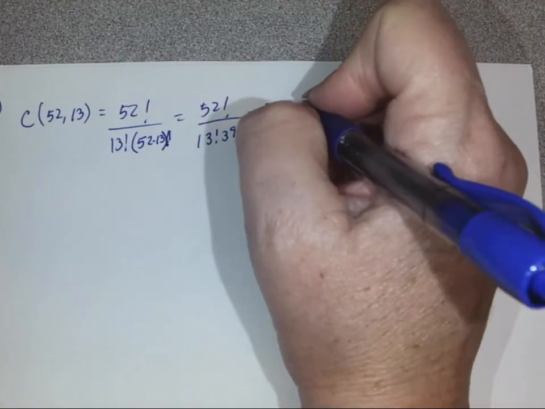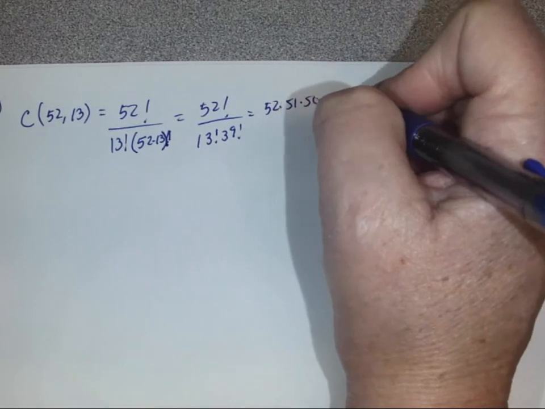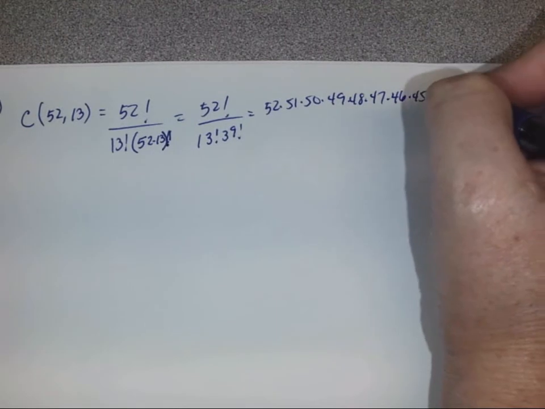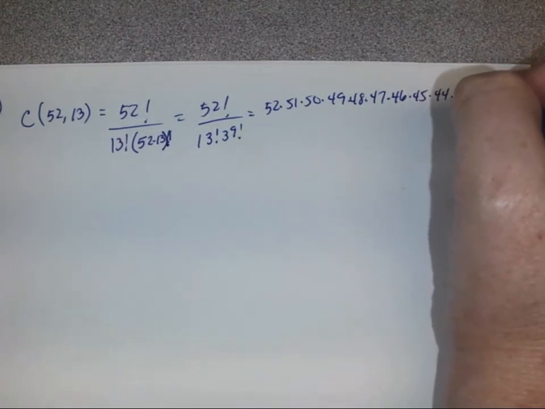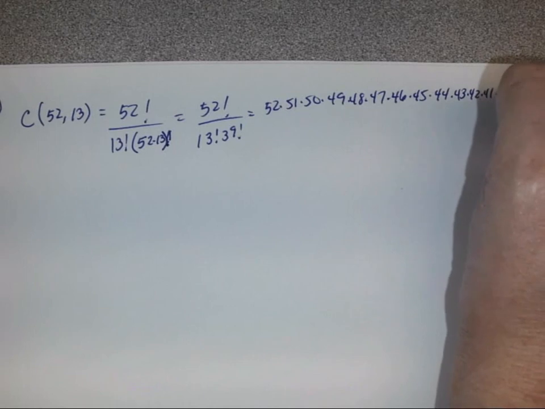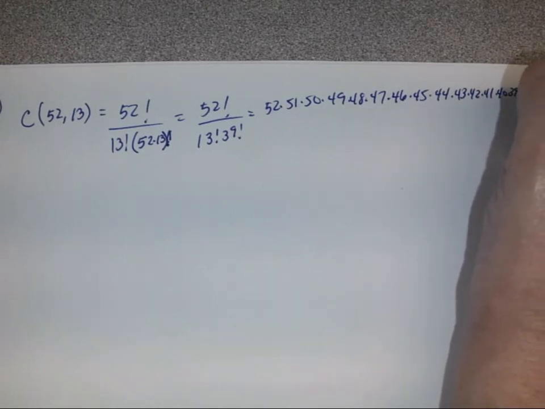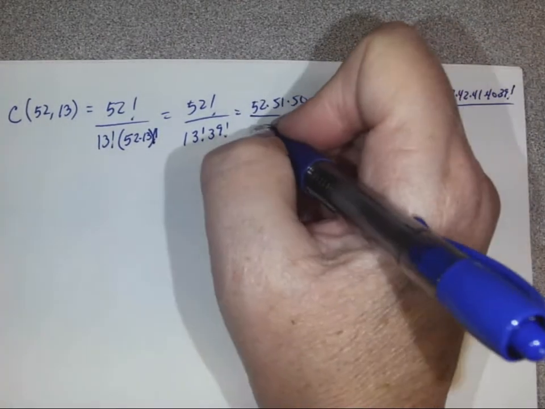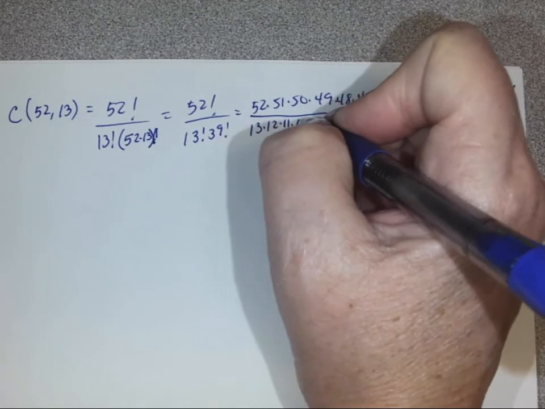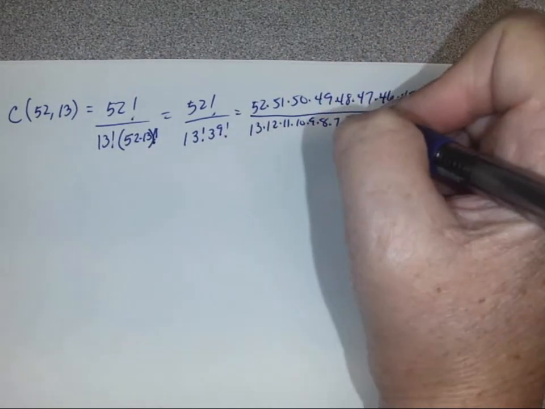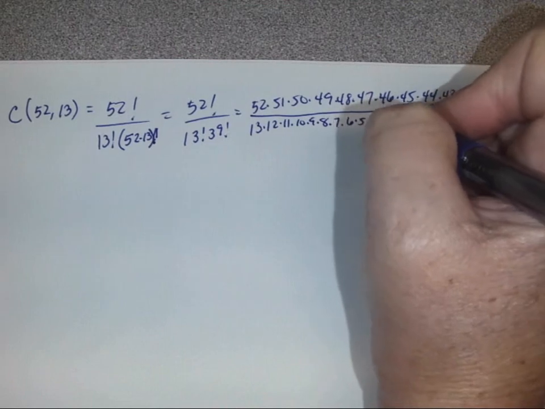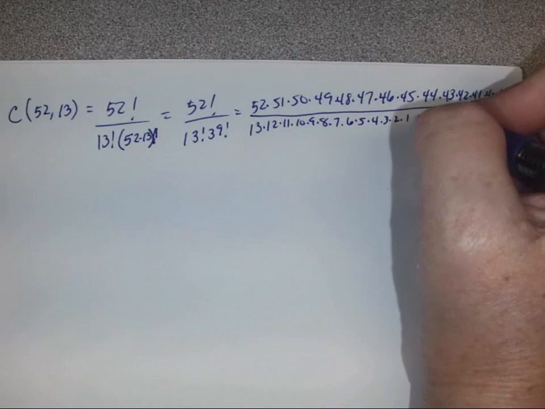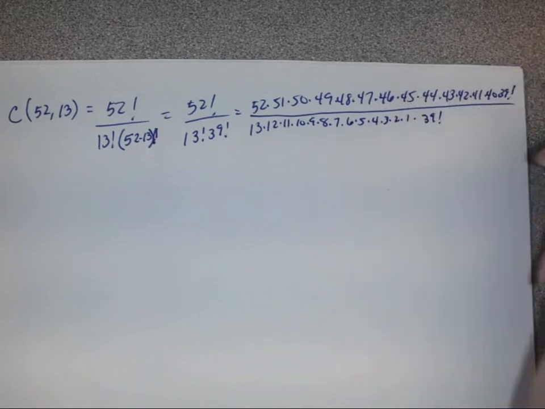So we have 52 times 51 times 50 times 49 times 48 times 47 times 46 times 45 times 44 times 43 times 42 times 41 times 40 times 39 factorial. So it's got a little tiny in the writing. All over 13 times 12 times 11 times 10 times 9 times 8 times 7 times 6 times 5 times 4 times 3 times 2 times 1 times 39 factorial.